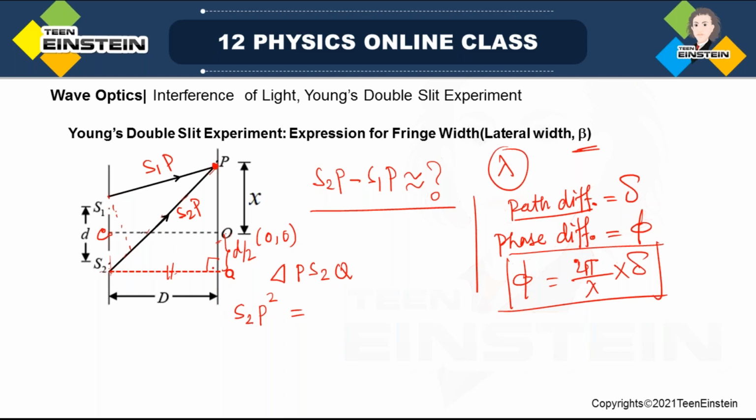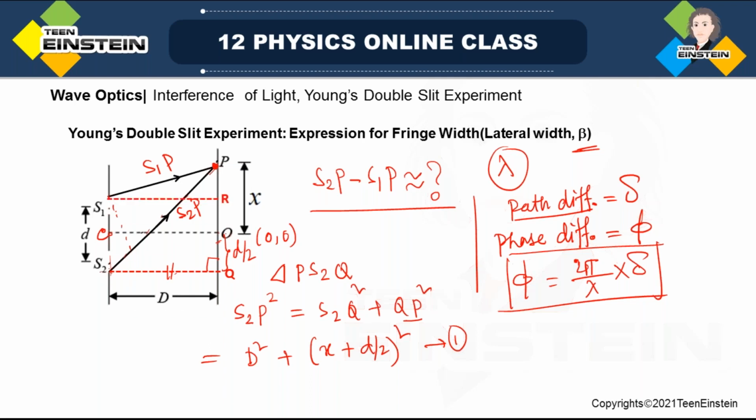Okay. Now look what we can write from here. This is S2P square is equal to S2Q square plus QP square. And from here, S2Q is actually D, so D square, plus QP, which means OP plus OQ. OP is already X we have taken, and this is D by 2. So this is whole square. Okay. So now we have got equation number 1.